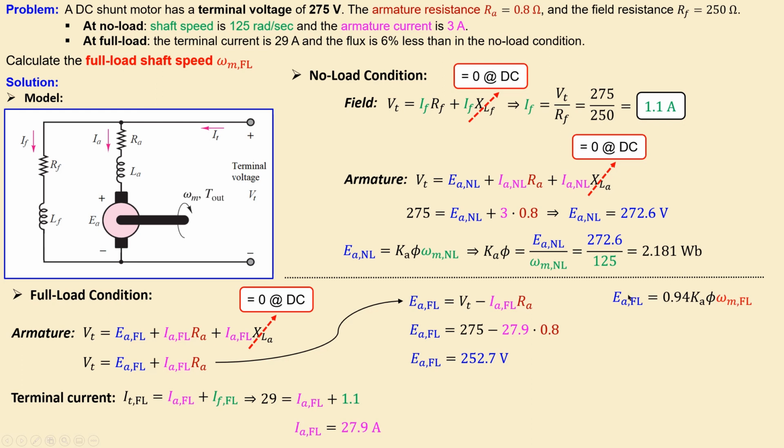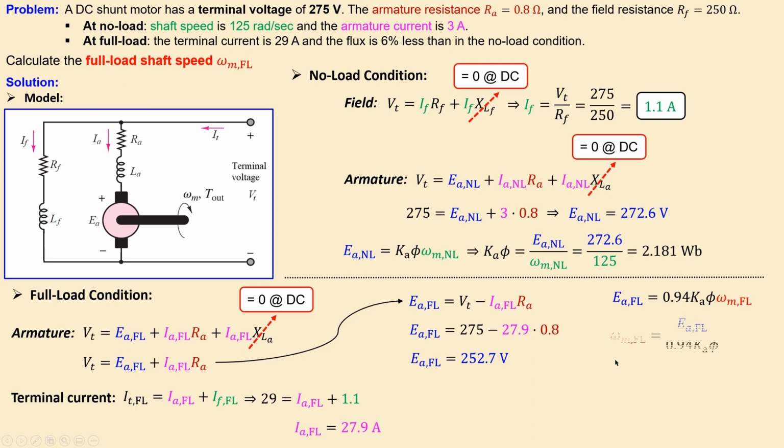The expression for our back EMF is again using the motor constant we already calculated, but it is now 6% less than in the no load condition. So the full load condition motor constant will be 0.94 times the motor constant for the no load condition. This is very important. If this is 6% less, I have to multiply this by this scaling factor. And now I have the full load shaft speed.